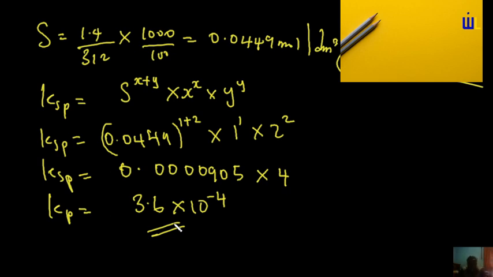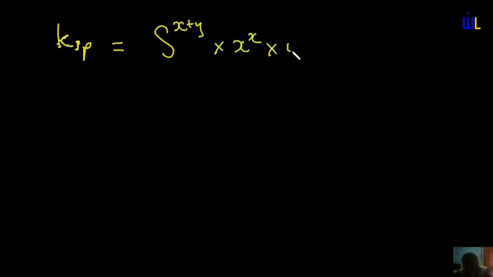The formula is quite easy. I've given us something that we could use to solve it directly without all the hassles, provided you know that x is the number of cations and y is the number of anions. Every other thing becomes simple. So let me rewrite the formula again. Ksp, the solubility product, is equal to solubility raised to power x plus y times x raised to power x times y raised to power y.